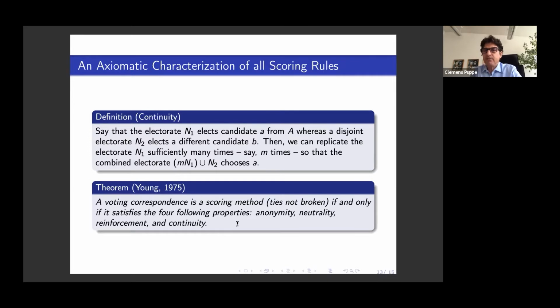That is mathematically very advanced. The proof is many pages and a lot of heavy mathematics. It's a beautiful result, and it's a very simple axiomatic characterization of all scoring methods. Namely, the result of Young is that a voting, why do I write correspondence here? Of course, the reason is that sometimes there are two winners, right? Simply because it could happen that two candidates receive the same scores, and then they are both winners.